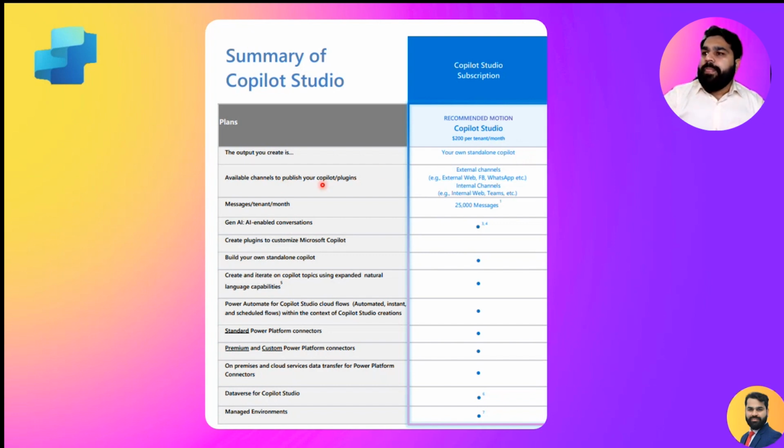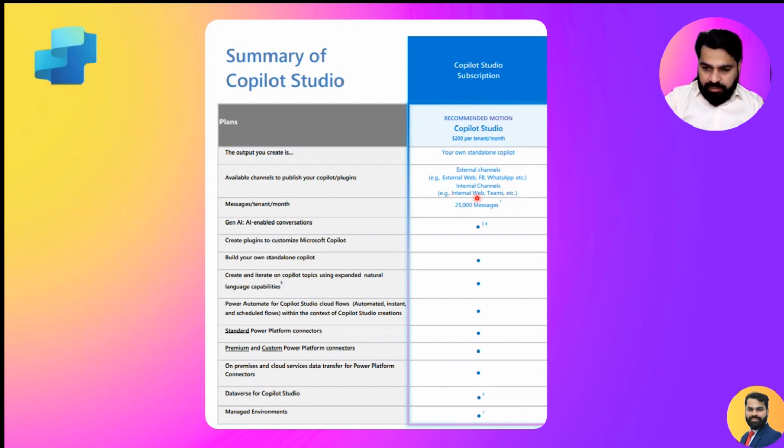Okay. Now, where can all these copilots be published? There are external channels and internal channels, right? External channels like external websites, Facebook, WhatsApp. There is no direct integration as of today with WhatsApp, but in September, Microsoft is planning to release a direct connection of Copilot Studio with WhatsApp also. As of today, there are ways to do it. We can do it using Twilio or third-party products. We can always do that, but right now we do not have a direct integration. However, Microsoft is planning to release that.